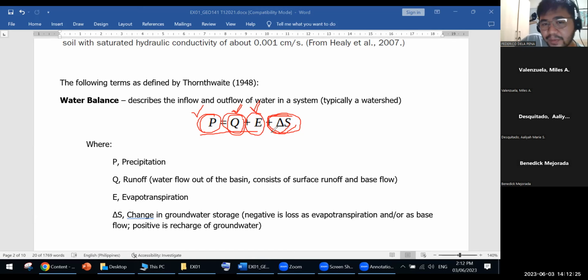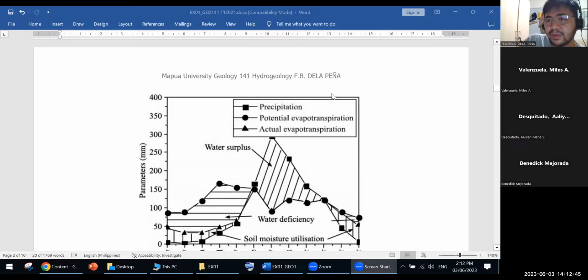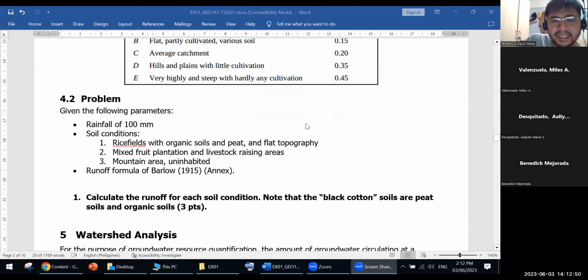Mahirap is yung groundwater change. So, yun nga. Since ito yung kailangan natin, we can just basically measure all these three parameters and solve for the groundwater storage number. And yun yung gagawin natin sa watershed analysis. Right?